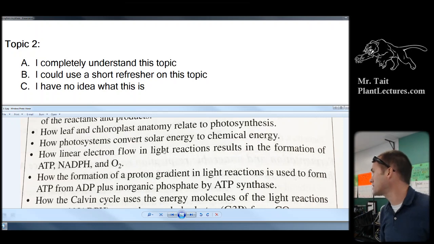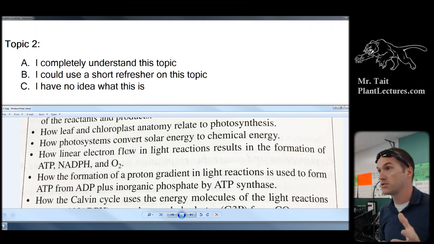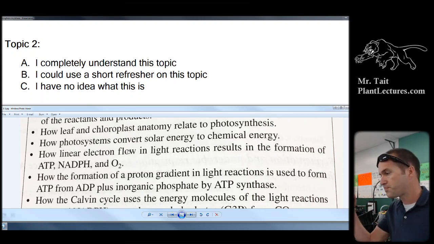As far as the chloroplast goes, we know that the thylakoids are where photosynthesis is actually taking place. So the light reactions happen in that thylakoid membrane, right? And then the Calvin cycle happens in the stroma, which is outside of that.